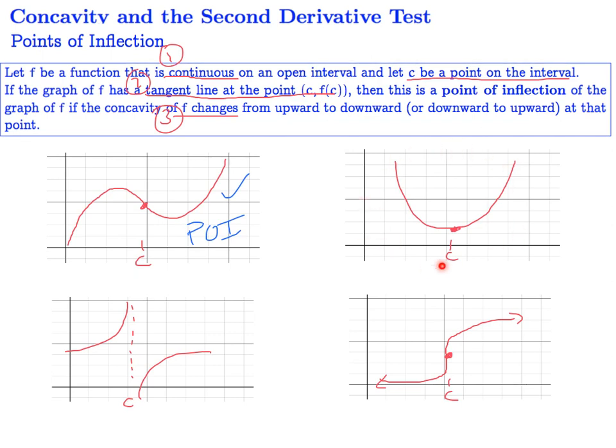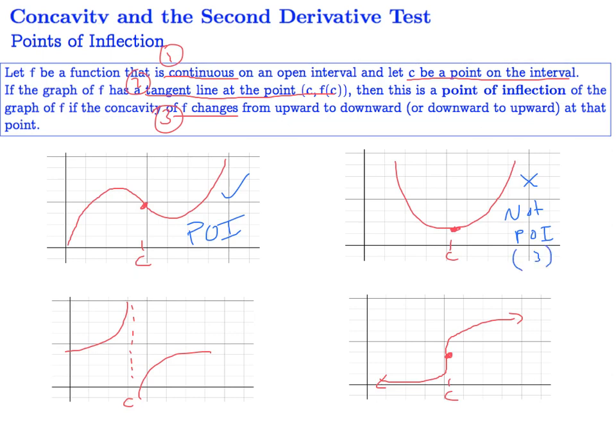In the second graph here, our function is certainly continuous. We can sort of draw through the point. It has a tangent line. It's horizontal, but that's a fine tangent line. The issue is we don't change concavity. We're concave up, and we're concave up, so this means it is not a point of inflection because it fails the third property.